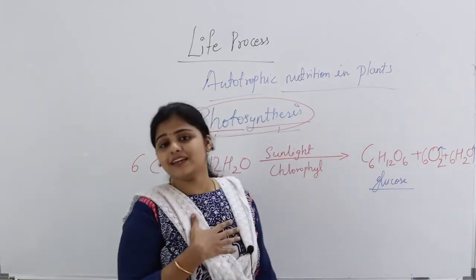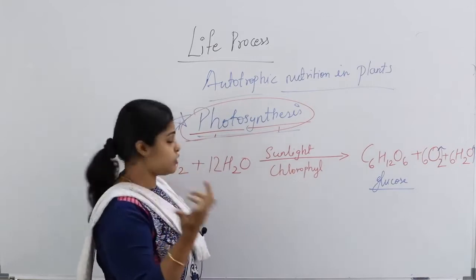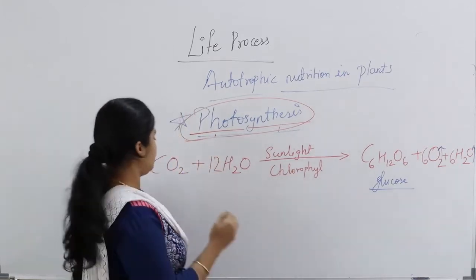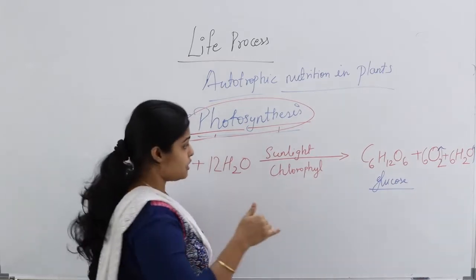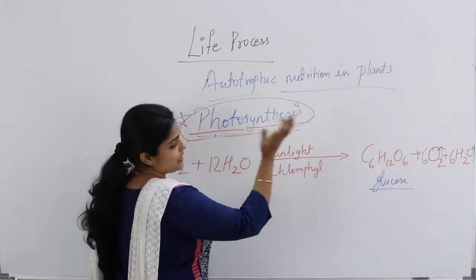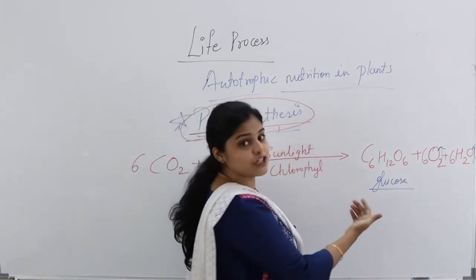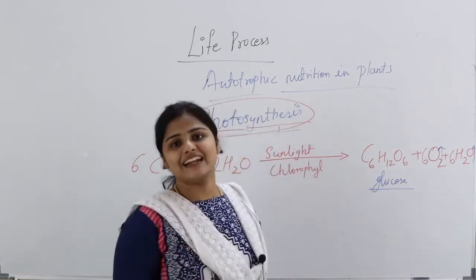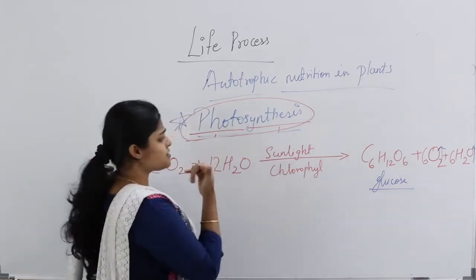Okay, the main thing, I think you all understood the reaction for photosynthesis. One more time I'll explain. Carbon dioxide plus water, which are outside sources, with the help of sunlight and chlorophyll, you are going to prepare the food, that is glucose, and with glucose, oxygen and water are also released. Okay, so this is the reaction.